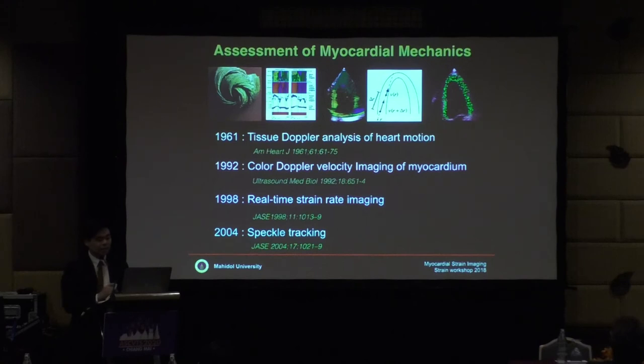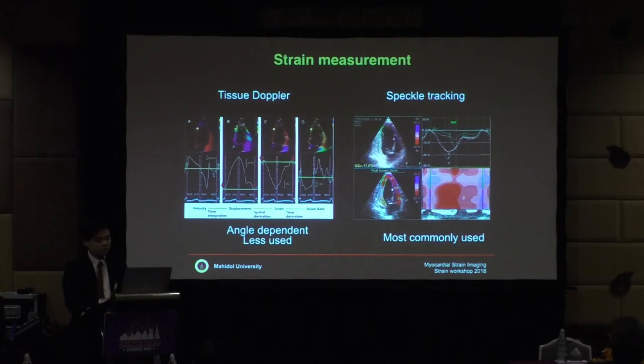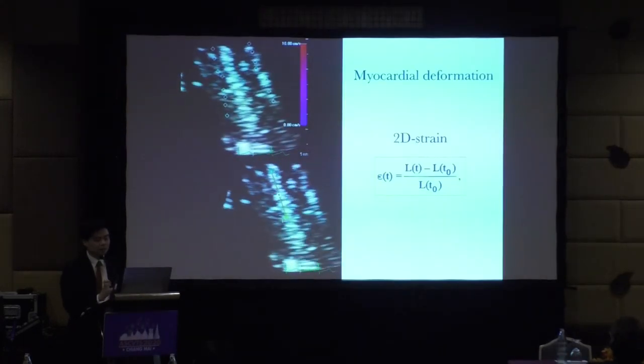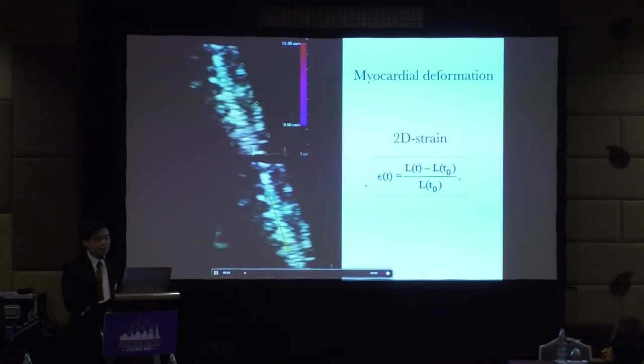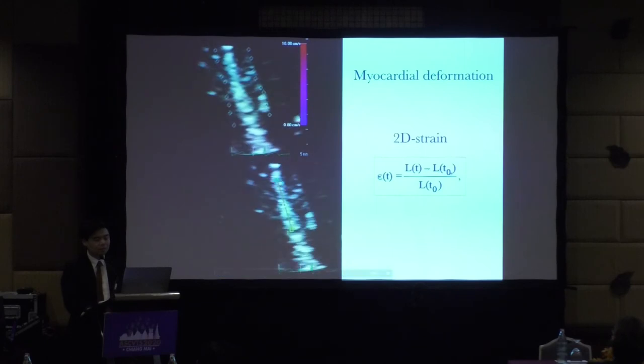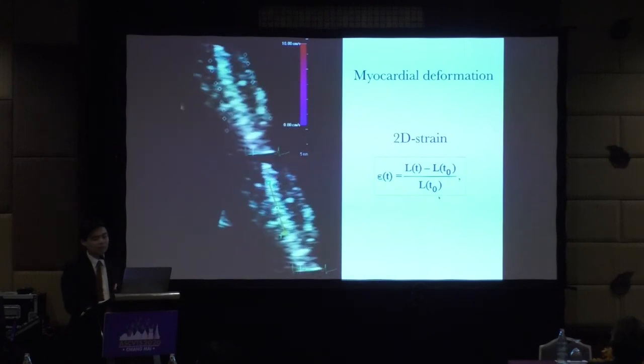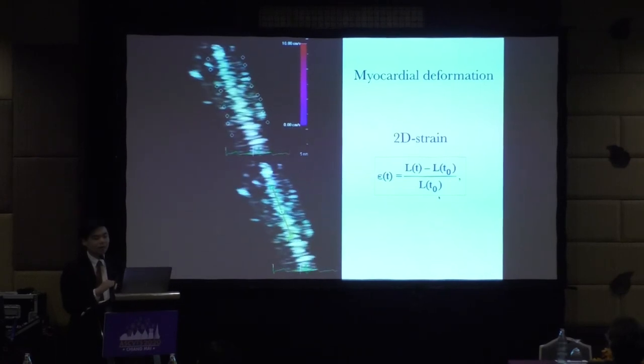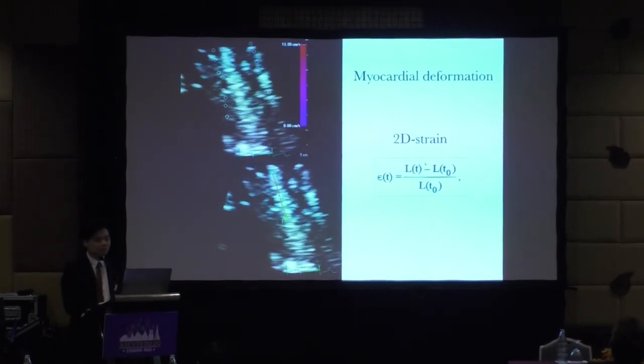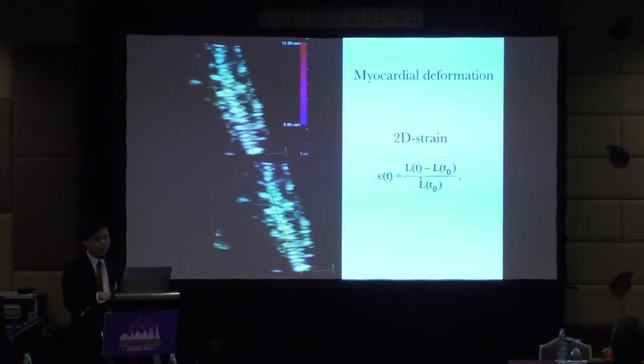Back in 1961, there was tissue Doppler analysis of the heart motion. However, these techniques are not so well validated because tissue Doppler has a limitation of being angle dependent, and because the peak of the strain is so difficult to identify, there are significant inter-observer and intra-observer variabilities. This is the formula to calculate the strain. If you know the length at the time of the heart contraction, and you subtract the initial length, and divide by the initial length, you get the longitudinal strain. Normally the number is going to be negative.